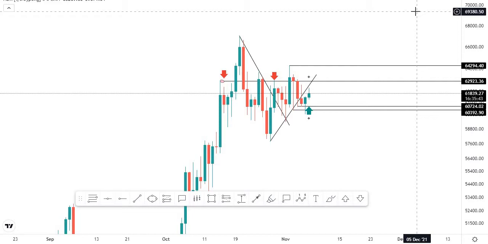So let's get down to business. We are here on the Bitcoin chart right now, and we are looking at BTC USDT on the TradingView platform. So right here we are looking at BTC, what to anticipate and how we're going to trade BTC.